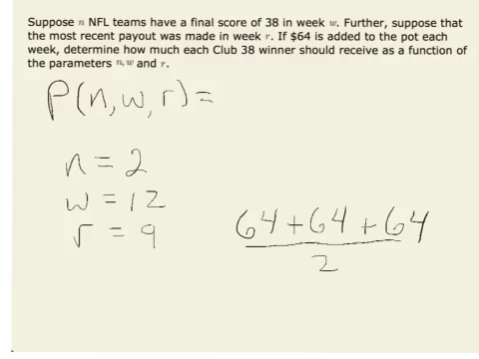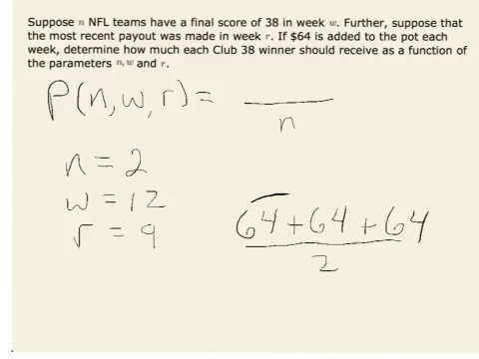So now the question is, can we turn this into a mathematical formula that deals with n, w, and r? And part of this is pretty straightforward. We know we're going to divide by the number of people who scored 38 that week. But what is the numerator? Well, it's $64 for every week between the current week and the week that we paid our last payout.